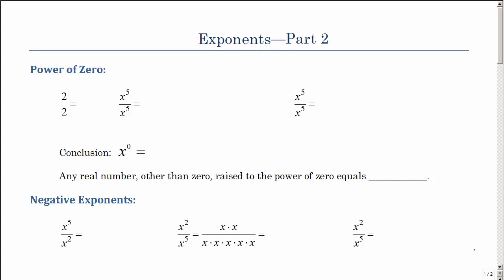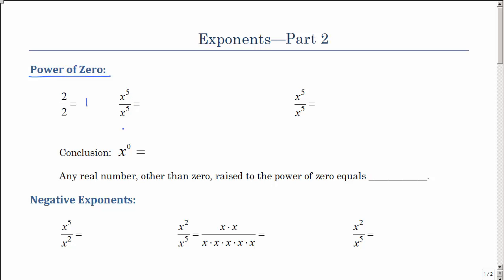In this lesson we will be looking at more exponents. The first one we're going to talk about is the very important exponent of 0. What is the power of 0? Well, first of all, let's go back and review. If I have 2 divided by 2, what is that? Of course, that equals 1.